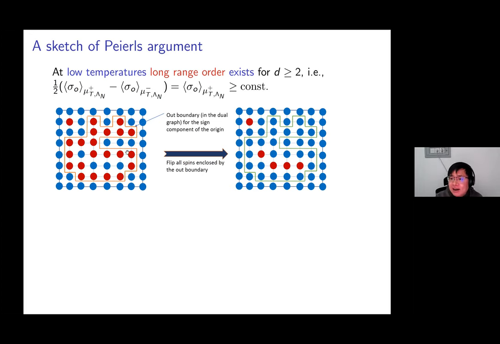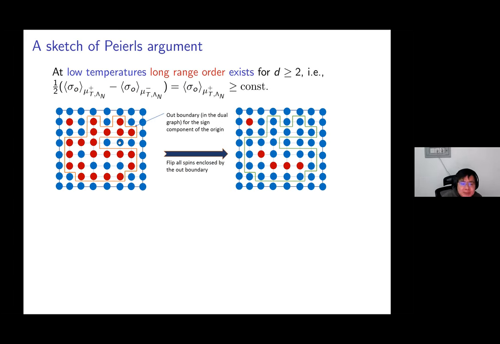He finds a very natural and nice mapping for the question of the long range order for the Ising model. So suppose we start with an undesirable set, the set where the spin at the origin is minus, so it disagrees with the boundary condition. We want to map it to a configuration so that the spin at the origin becomes plus. How does Peierls do it? He finds the minus component, which is the red component in the picture on the left-hand side. He finds the minus component, and then he draws out the outermost boundary of this component. This is the orange boundary I showed you in the picture.